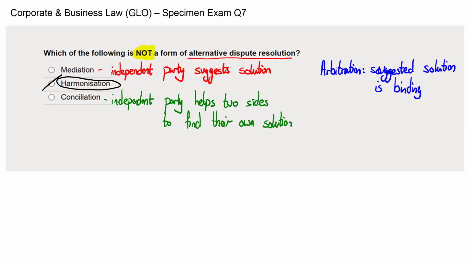So a classic example of this would be the European Union has EU-wide legally binding standards, and it's important that those rules are harmonised, standardised across all of the states. But that is not a form of ADR, so the answer is harmonisation.